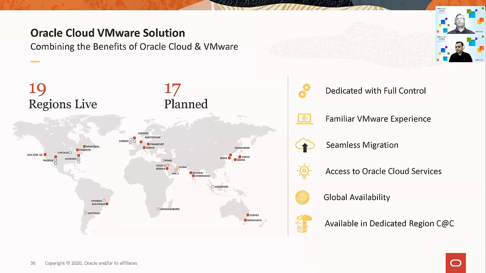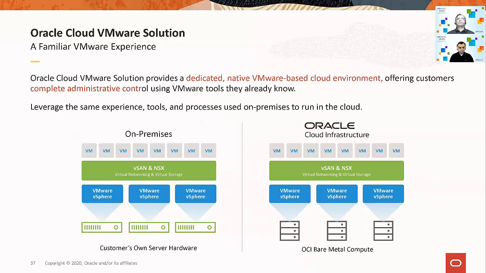And the key factor, another point on my slide, is it is also available in dedicated region cloud at customer. So if you take a dedicated Oracle Cloud region in your data centers, you have OCVS available over there as well. So it's all about having it right where you want it and when you want it. So the benefits of combining these two are far beyond putting them on slides.